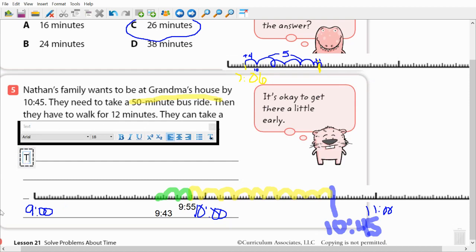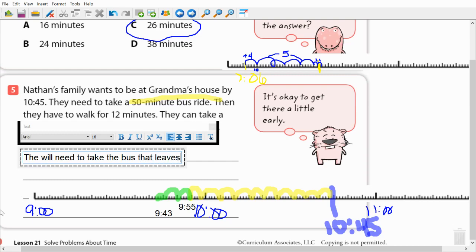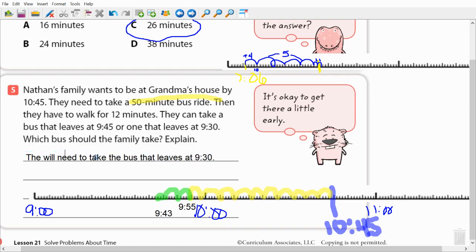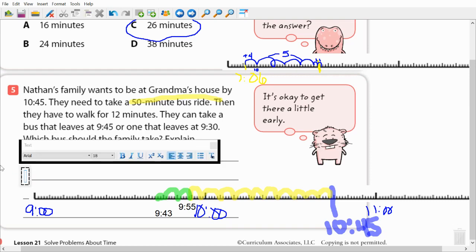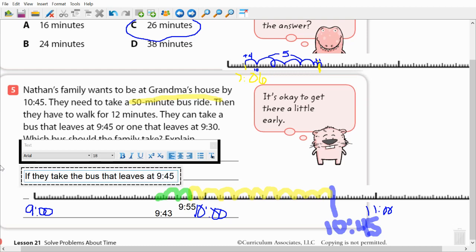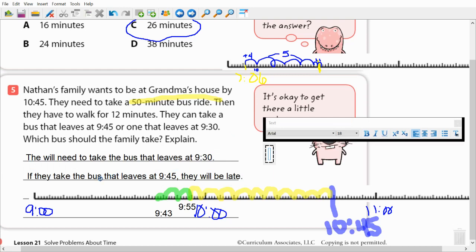So, they will need to take the bus that leaves at 9:30. If they take the bus that leaves at 9:45, they will be late. And there we go. That's all we had to do.